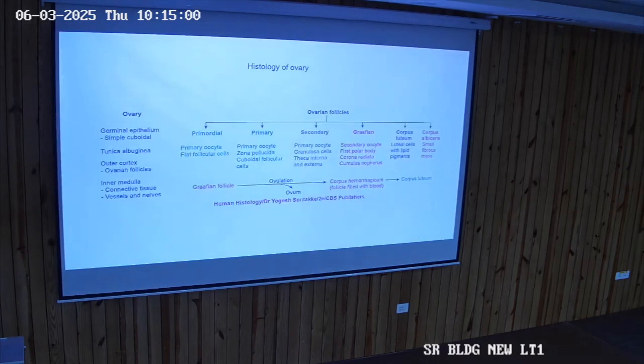Now this is a summary of what we have covered. How does each follicle look? What does each follicle contain? The primordial follicle contains a primary oocyte along with flat epithelium. Then the primary follicle.